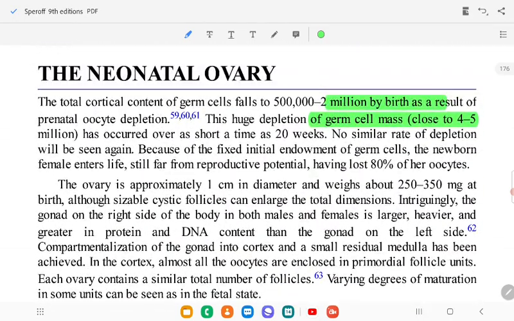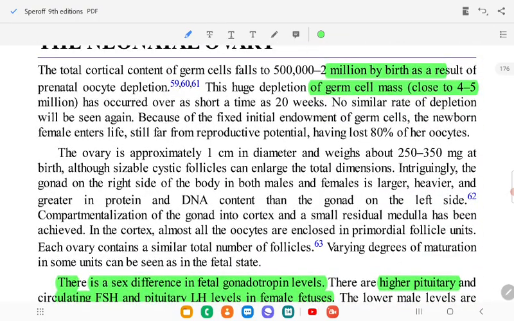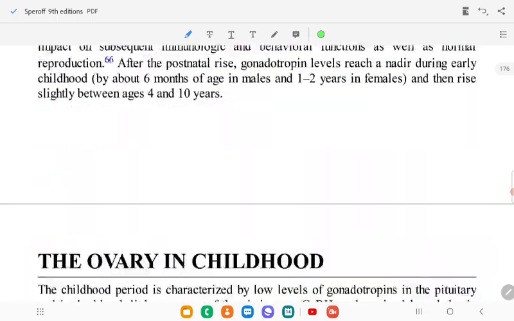In the neonatal ovary there are about 2 million oocytes at the time of birth, down from 4 to 5 million, a huge depletion. FSH and so on.